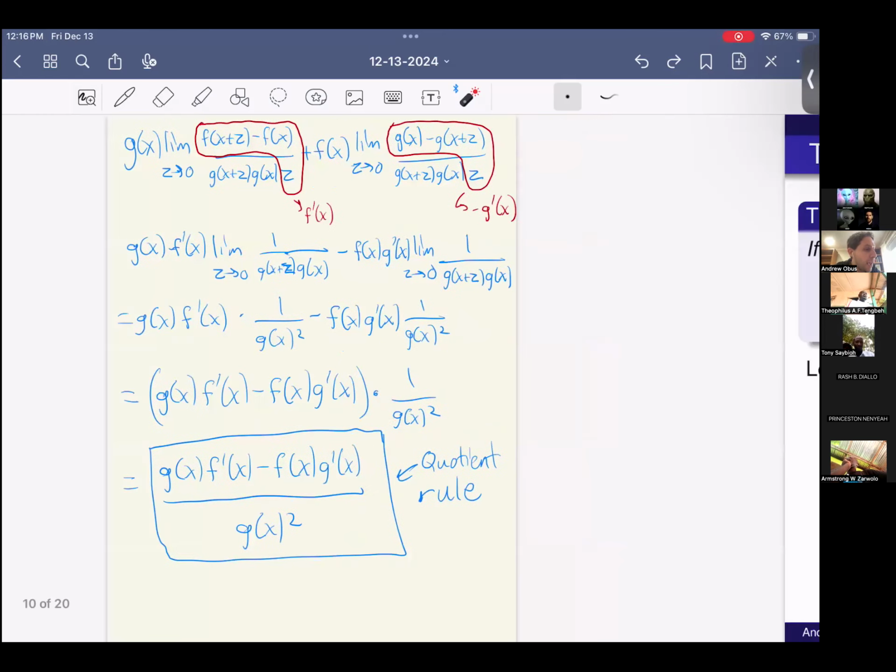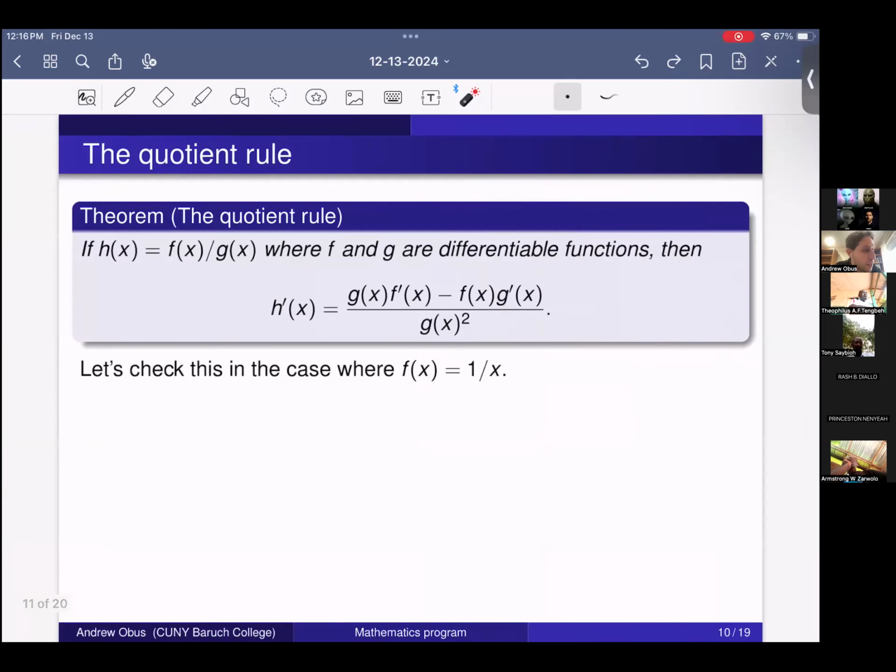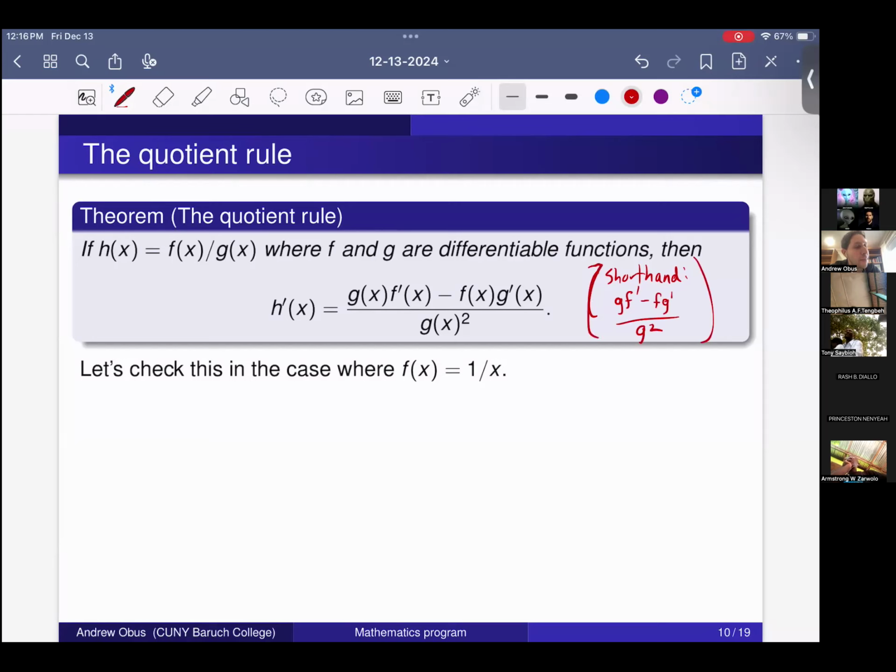So on this next slide, I just have this rewritten nicely. So this is just repeating the formula. If h of x is equal to f of x over g of x, where f and g are differentiable functions, then h prime of x is given by this formula. G of x, f prime of x minus f of x, g prime of x over g of x squared. Or if you want to think of it as shorthand, which is maybe easier to memorize, you can say g f prime minus f g prime over g squared. Okay, that's maybe a shorter way to remember it.